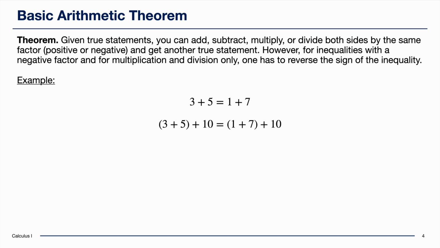We can add 10 to both sides of this equation and get another true statement. Here's another example. 3 is less than 6 is a true statement. We can multiply both sides by negative 1 and get another true statement as long as we reverse the sign of the inequality.